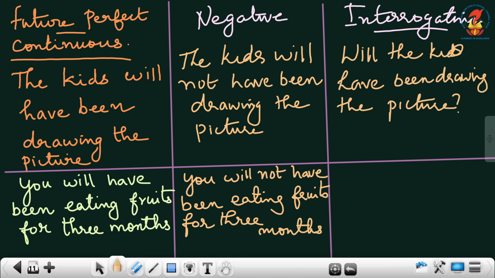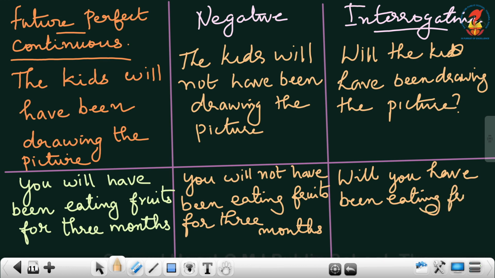And how can we make it interrogative? By adding the question word in the beginning. Will you have been eating fruits for 3 months? For 3 months. Okay. Hope everybody got the answer.